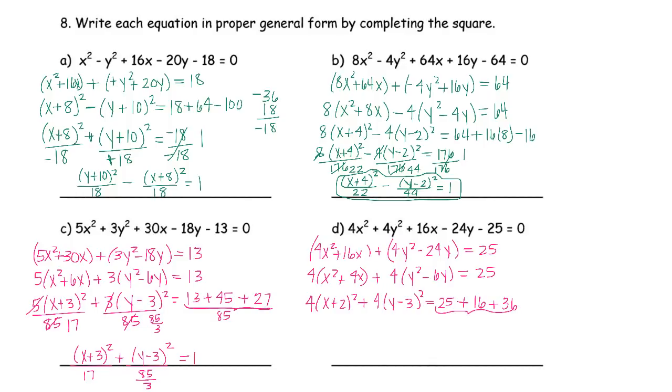So once you add all this together, you're going to get 77. So let's go ahead and divide everything by 77. And again, we're going to have weirdness for our denominator, and that's okay. Don't discriminate against weird. They're numbers too. So we're going to have (x + 2)² over, and we need our reciprocal, so 77 over 4, plus (y − 3)² over, and again 77 over 4, and all of that is equal to 1.